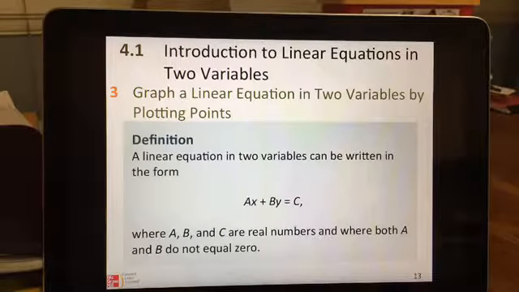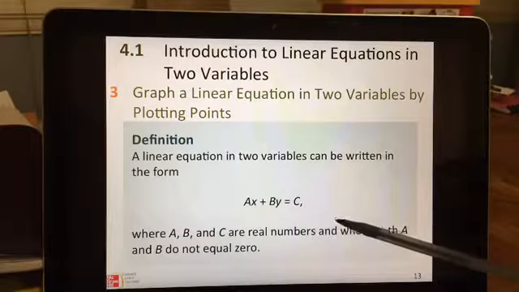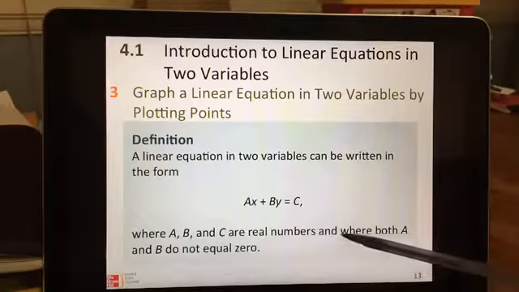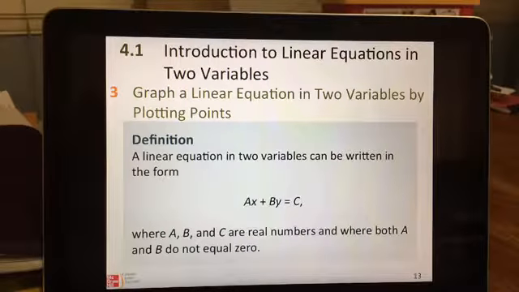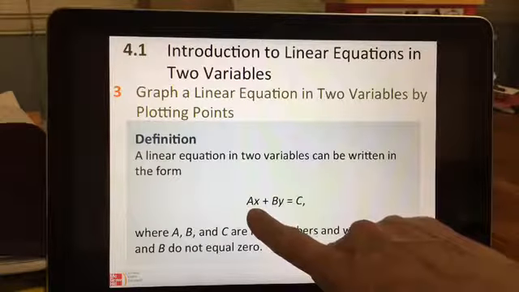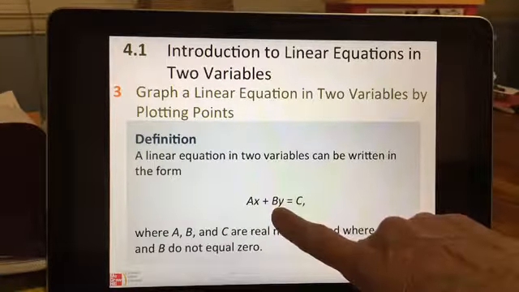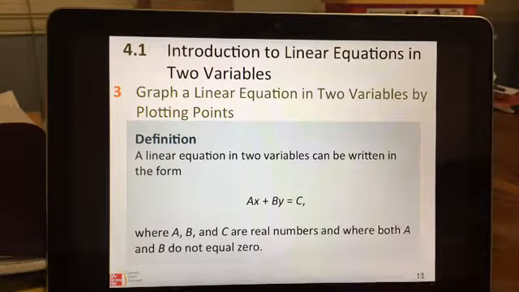A linear equation in two variables can be written in the form ax plus by is c. We call this the standard form of the line, where a, b, and c are real numbers and where both a and b do not equal 0. Now I hope you can see that if both a and b equaled 0, we would wind up having no variable in our equation at all, and it would not be a line. So we have to have either an x or a y or both.